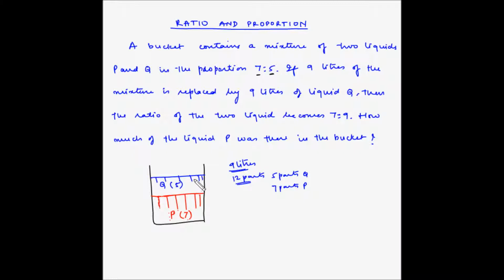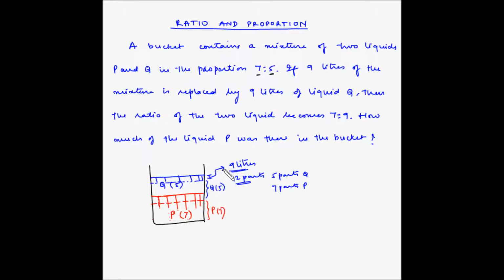So after 9 liters has been taken away, let's say the amount of P remaining is this much here. So this portion here is P, and the amount of Q also reduces. So this portion here is Q, and the total reduction in the mixture is 9 liters. Now note that I am depicting these liquids as two separate portions, but in actual this is mixed, so you can't see these two separate liquids in this bucket. Now in this new liquid, again, if you divide the total liquid into 12 equal parts, then 7 parts is P while 5 parts is Q.